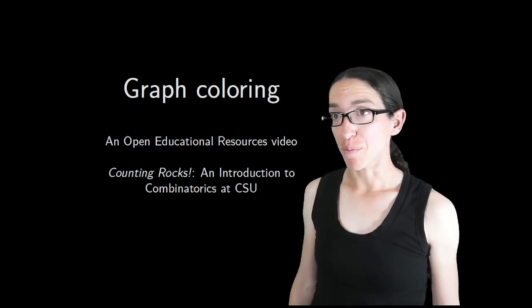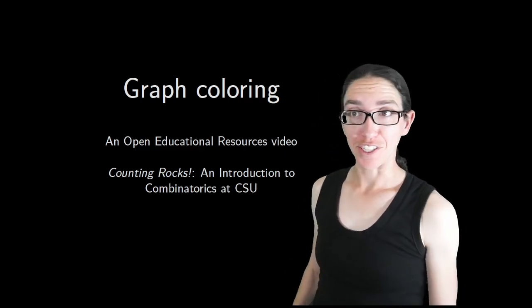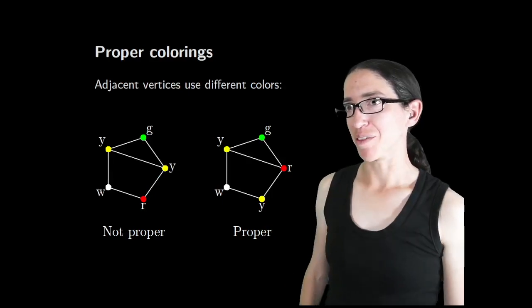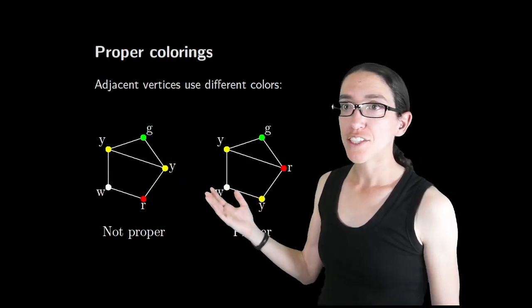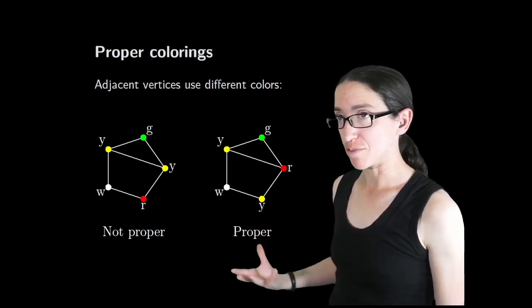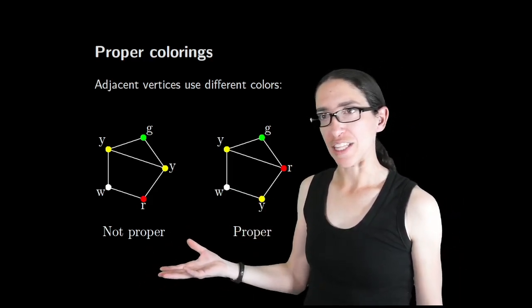Today we're going to be talking about graph coloring, in particular coloring the vertices. A proper coloring of the vertices of a graph is a coloring of each vertex with some color such that adjacent vertices always have to use different colors. Here's an example of a coloring that's not proper.